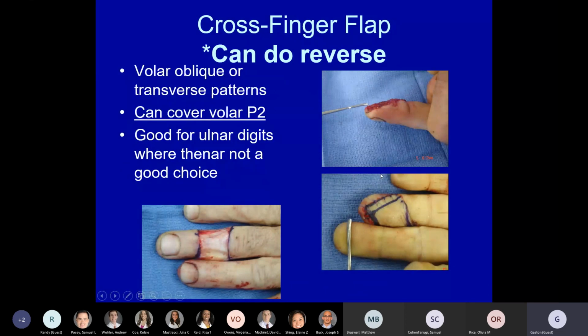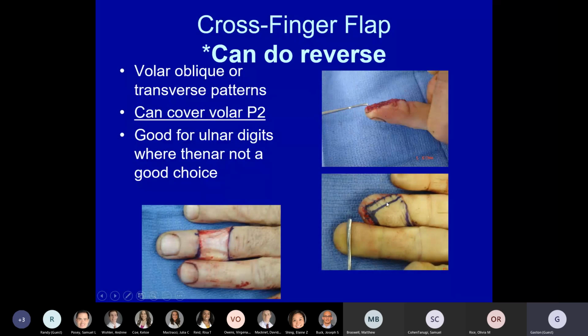Cross finger flap. This would be a good one if they give you, now you wouldn't want to do this for the middle finger because it's longer than the other digits. It works best for index, ring, and small because you can go cross to the finger that's longer. And this would be used for volar oblique or transverse amputations. You can also do a reverse cross finger flap. So this is a normal cross finger flap here. So we're borrowing from the back of one finger to cover the palm of another digit. And you can also cover the volar aspect like right here over P2. So you can imagine we could raise this off of this digit to cover right here, and that's been asked.